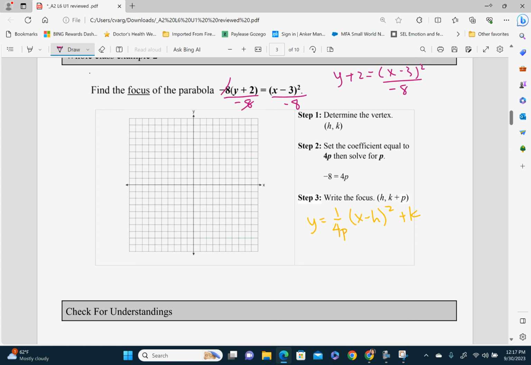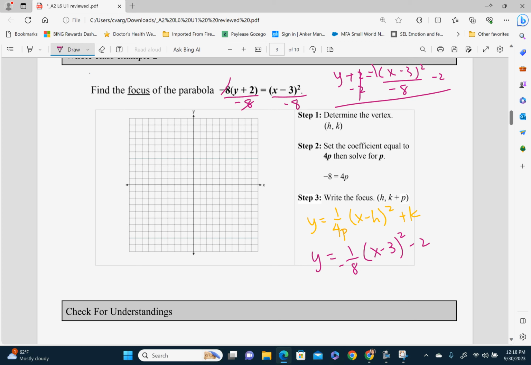And we got to get the y by itself by subtracting 2. Right, so minus 2, minus 2. So our whole thing is going to be y equals, this cancels out. If there's no number on top, there's an imaginary one, so 1 over negative 8, right? And then this is going to be x minus 3 squared, and this is minus 2, or negative 2, right?